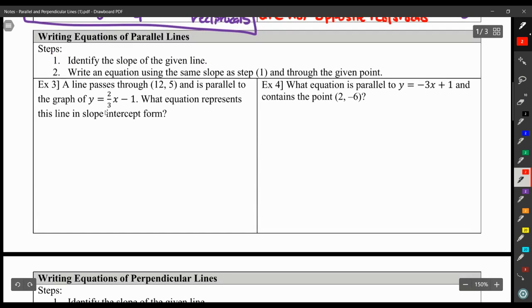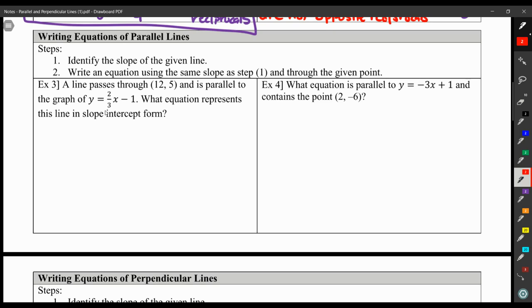Now let's talk about writing equations of parallel and perpendicular lines. And so we've done pieces of this before. We've already written equations with certain slopes and through certain points. So for number 3, a line passes through (12, 5) and is parallel to the graph of y equals 2/3 x minus 1. What equation represents this line in slope-intercept form?